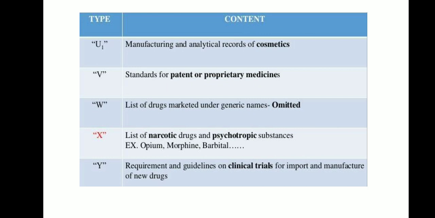So next one, Schedule X. As all pharmacists know, Schedule X is for narcotic and psychotropic substances, the list of narcotic drugs and psychotropic substances. Sometimes the question will come: opium is coming under which schedule? So you have to opt for Schedule X. Here the examples are opium, morphine. The last one, Schedule Y. Y represents clinical trials, requirements and guidelines on clinical trials, Schedule Y.